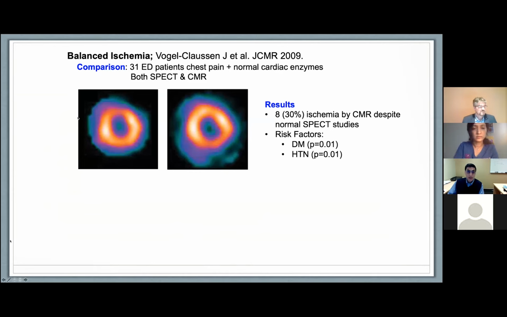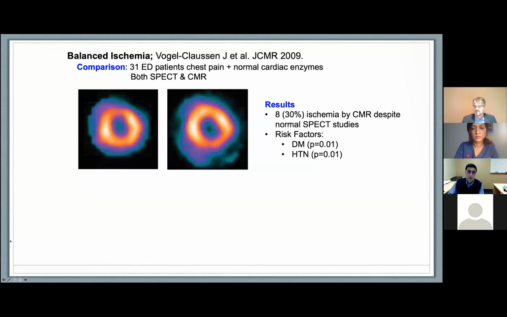And so again, I think this case is a very good example of the concept of balanced ischemia by nuclear perfusion imaging. There's a very nice paper by Dr. Vogel, Clausen and colleagues from the NIH.